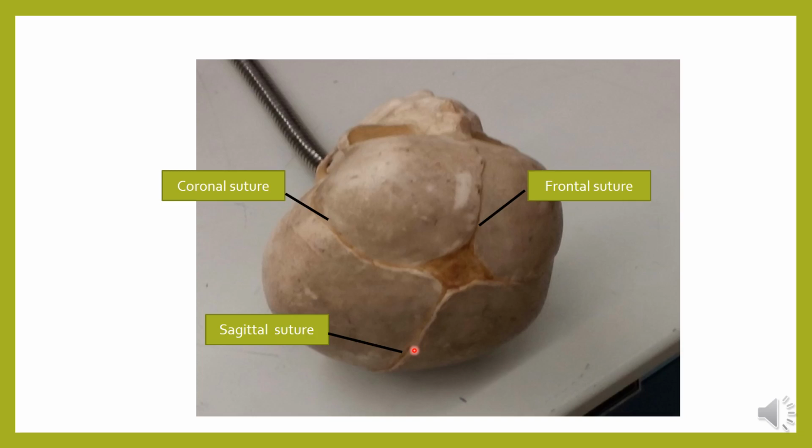Sutures are derived from two sources. The sagittal suture is derived from the neural crest, and the coronal suture is derived from the paraxial mesoderm. Many of the sutures disappear during adult life. Frontal suture, coronal suture, and sagittal suture.